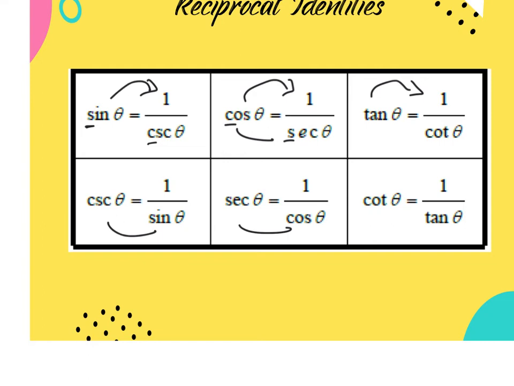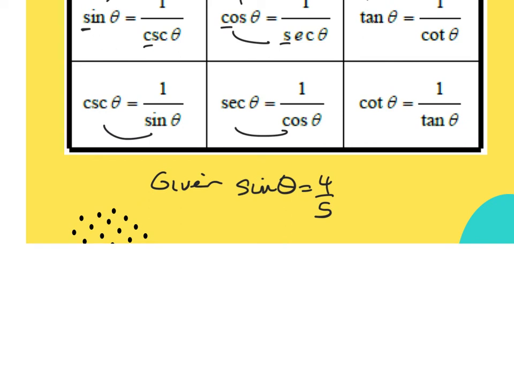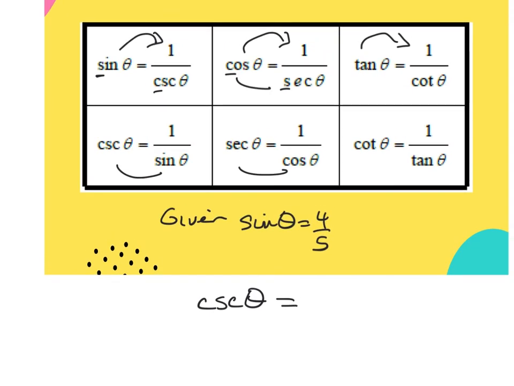So for example, if I said, given that sine of theta equals 4/5, and I ask you to find cosecant of theta, you can use the fact that these are reciprocals, and cosecant of theta is just flip it, 5 over 4. So know which ones are reciprocals of each other.